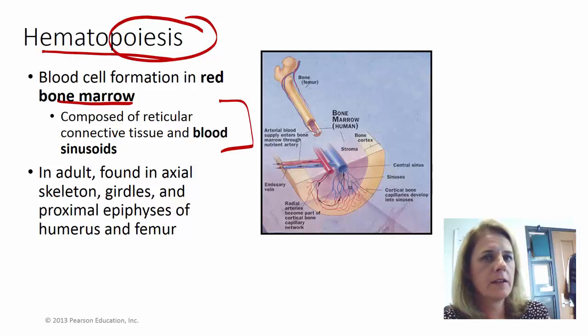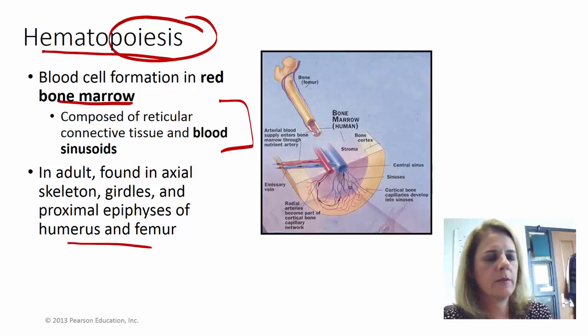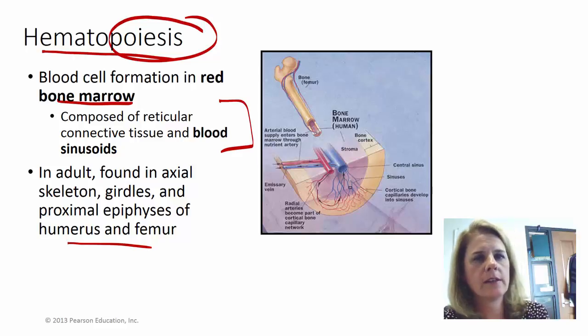And so when you think about an adult, you're going to find red marrow in your axial skeleton, your girdles, and the proximal epiphysis of the humerus and the femur. In children and going through adolescence, you have a lot of bone marrow, a lot of red marrow. But as you get to be an adult, most of that red marrow becomes fatty marrow, yellow marrow, and you just have a couple of places left in your body where you still make red blood cells and white blood cells. You still have red bone marrow, just not as much, because you're replacing and maintaining, but you're not having to make a whole lot for growth.